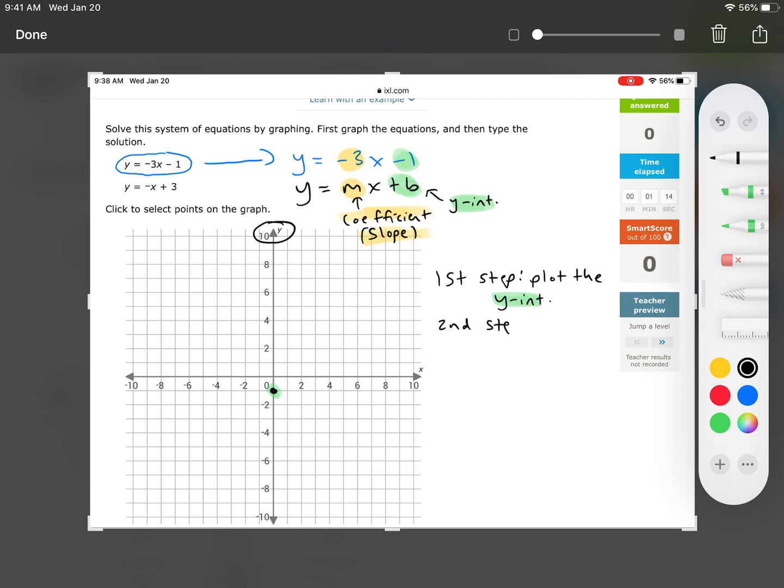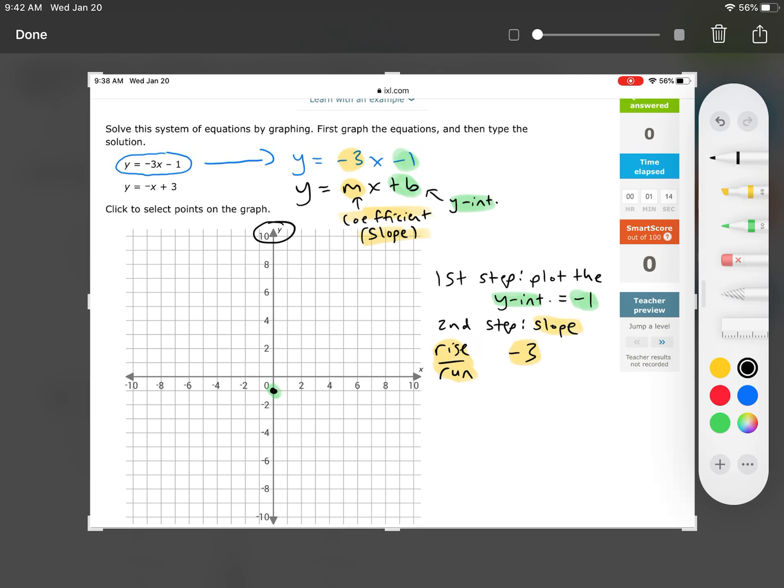Then step 2 is the slope. In this case, the y-intercept is -1 and the slope is -3. But when you think of slope, you should also be thinking of rise over run, which is another important thing to think about. So you need a fraction.